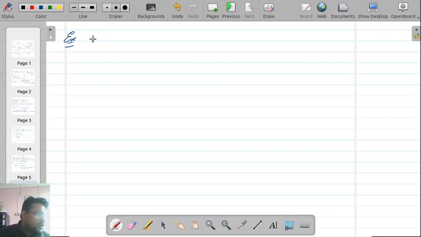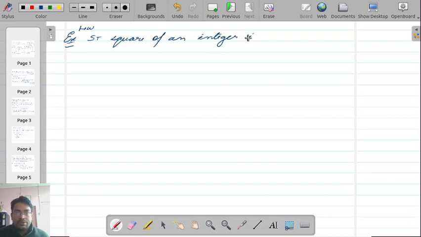Okay, square of any integer. Let us try with squares again, or I'll give you this to try at home. Show that the square of any integer is of the form 3k or 3k plus 1. Okay. And then let us try this.